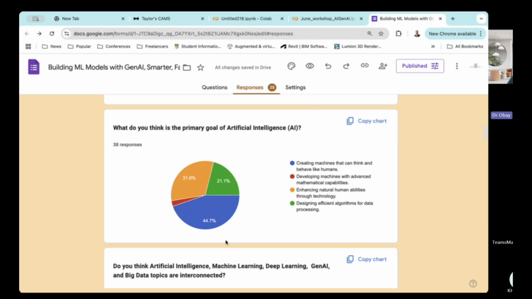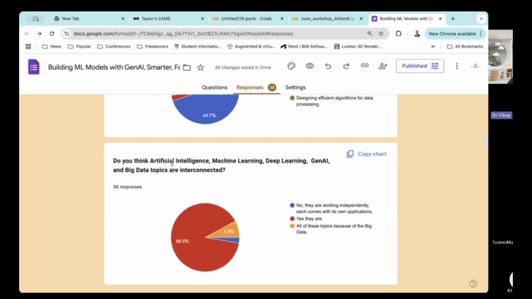Sorry, but let's see the answers. So 44% agree that the primary goal of artificial intelligence is about creating machines that can think and behave like a human. Exactly. The other options were developing machines with advanced mathematical capabilities, enhancing natural human abilities through technology, and designing efficient algorithms for data processing. The most right one is creating machines that can think and behave like humans.